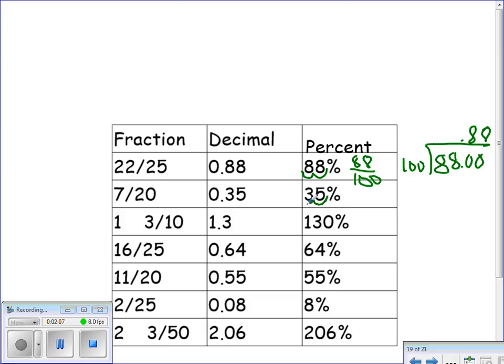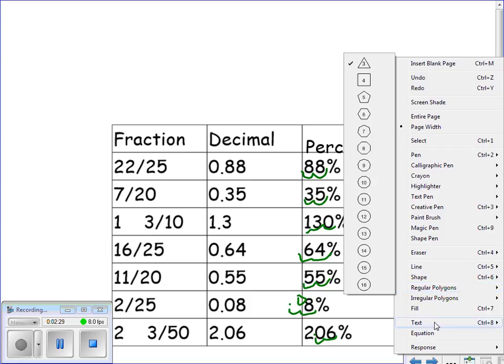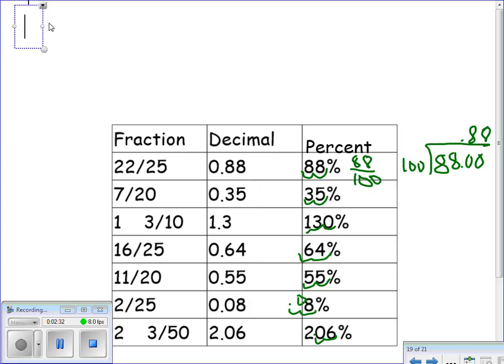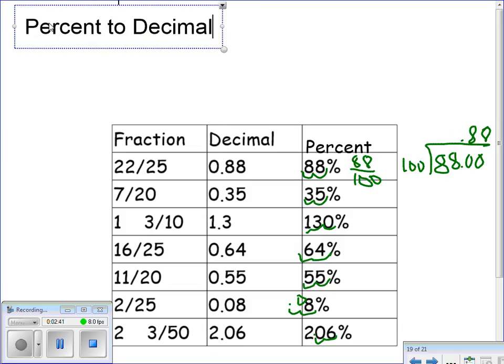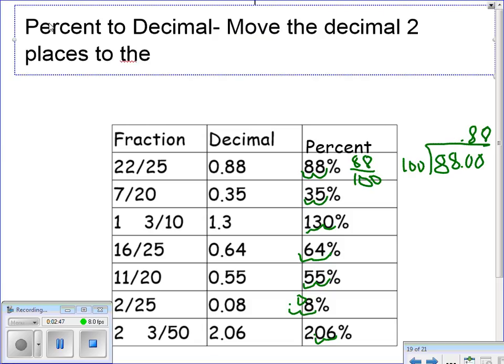So a simple rule to go from a percent to a decimal is we're going to just move our decimal place 2 places to the left. Once, twice. Oh look, we need to add a 0 here. And once, twice. 2.06. So to go from a percent to a decimal, all we need to do is move the decimal 2 places to the left.